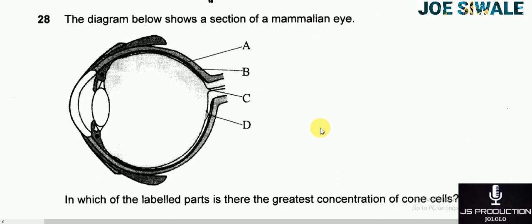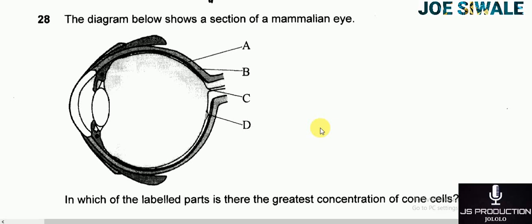Question 28 reads, the diagram below shows a section of a mammalian eye. So I have part A. Part A, that's the retina, and the retina has photoreceptors. It has two photoreceptors, which are the cones and the rods. So the cones are sensitive to bright light, and the rods are sensitive to dim light.